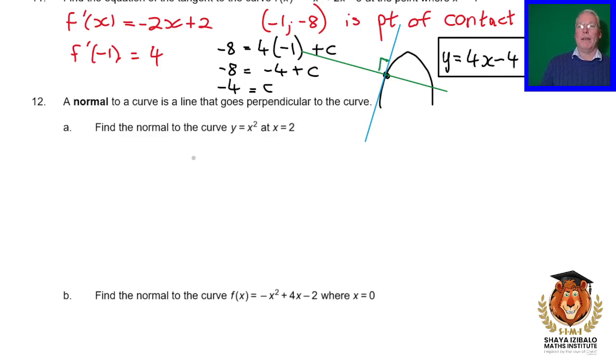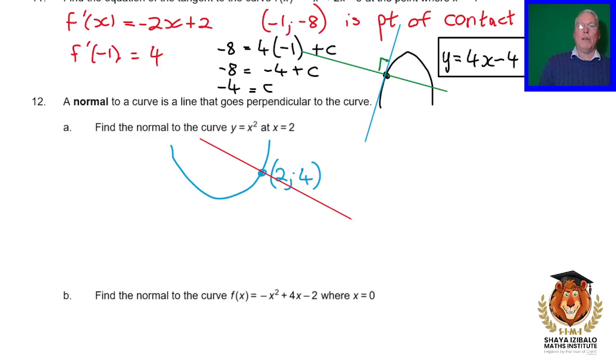Okay, let's see if we can find the normal to the curve of y equals x squared at x equals 2. So let's just draw a picture in our minds. You notice we're always trying to look at what the thing looks like. Well, y equals x squared looks like that. Okay, this point of contact is (2, 4). Now we want the equation of this line that's going to go through there like that.